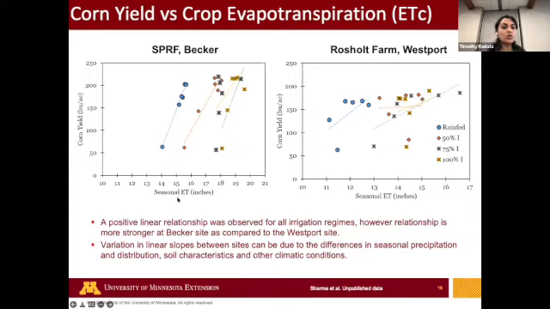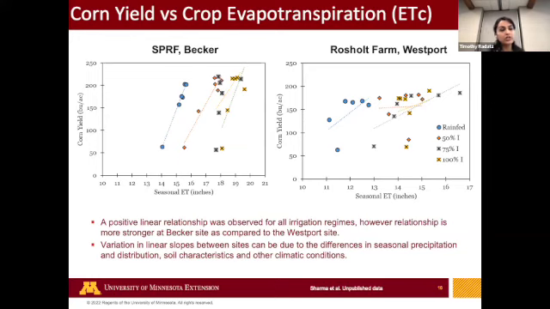So what we found, the x-axis here is the seasonal evapotranspiration, water balance ET, and the y-axis is corn yield. The left graph is Becker, the right one is Roshold farm. So we found a positive linear relationship for all irrigation treatments. However, this relationship was stronger at the Becker site as compared to the Westport site.